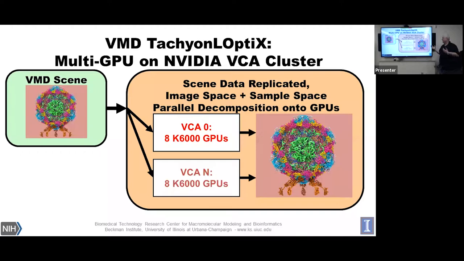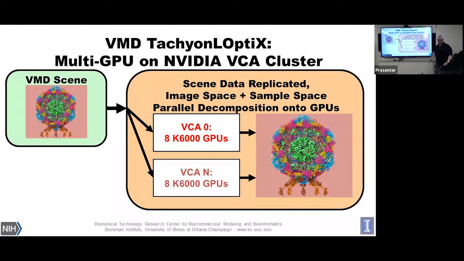So we did a prototype of this idea using these VCA boxes. VMD would send geometry to this VCA cluster. The VCA cluster would render and accumulate the image and then stream the video back to VMD, in a very simplified diagram there.